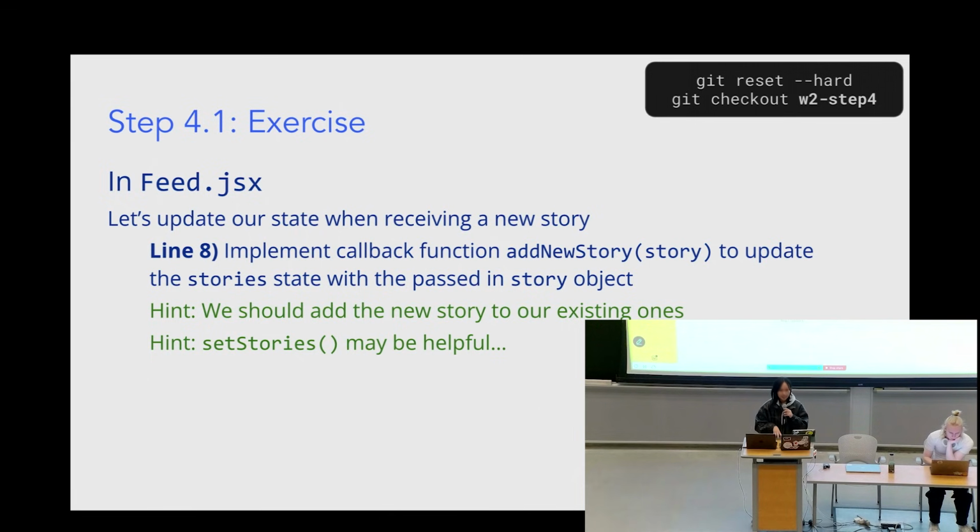We're going to be creating the callback function to update our state once we receive a new story object. So in feed.jsx, line 8, create this callback function called add new story. It should take in one argument, which is a story object, and then you want to add this story object to your story state. We have this hint for you here, and I'll pull up the reference slide too. I'll give you a minute or two. Let's do 2 minutes to work on this, and then we'll come back and do it together.